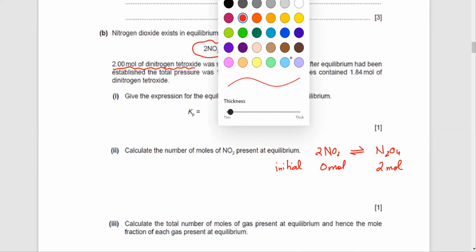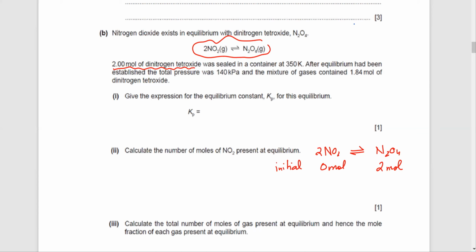And then he's saying that the total pressure was given, and the mixture of gases contained 1.84 moles of dinitrogen tetroxide at equilibrium. So at equilibrium, you have 1.84 moles of this. That's your equilibrium moles. We need to figure out the moles of this thing. Those are the moles that need to be figured out.